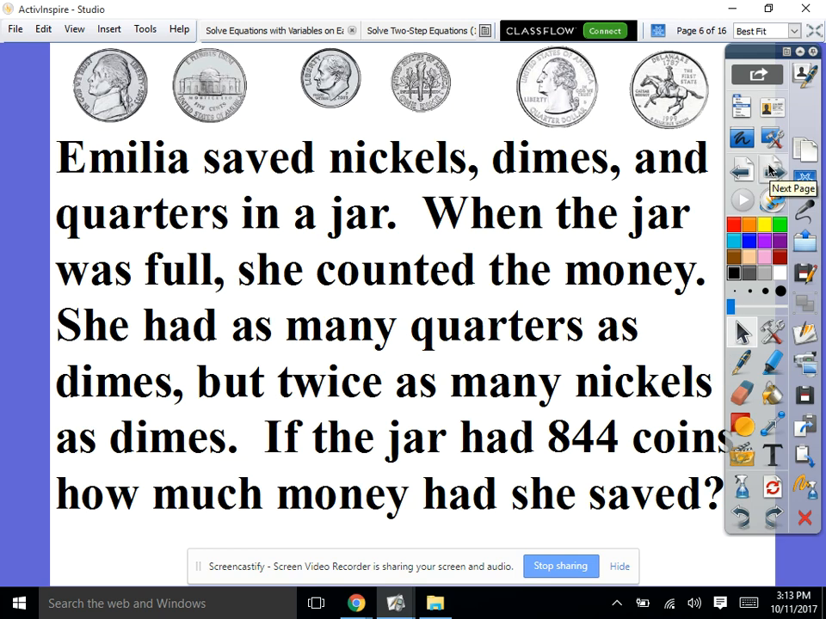And another problem I want you to be thinking about: Amelia saved nickels, dimes, and quarters in a jar. When the jar was full, she counted the money. She had as many quarters as dimes, but twice as many nickels as dimes. If the jar had 844 coins, how much money had she saved? So I want you to think about setting up and writing an equation and solving that.